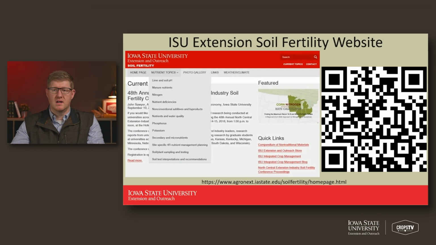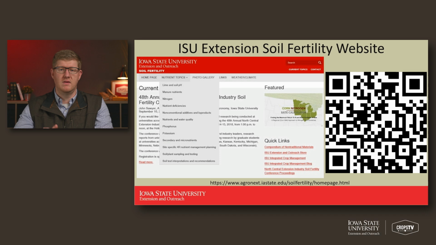So before we leave today, I want to share with you the ISU Extension Soil Fertility website. You can use the QR code on the screen. You can also type in the URL at the bottom, and you can find information on everything that I spoke on today under the nutrient topics tab that you can see clicked and highlighted in the screenshot. And under there, you can go to the nutrient deficiencies section, and you can find good information on nutrient deficiencies. You can also, if you click on photo gallery, view some images of nutrient deficiencies as well.